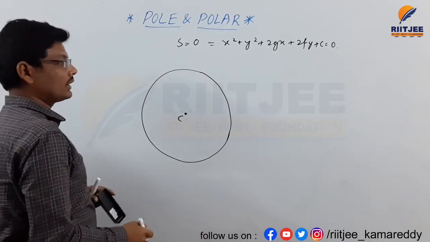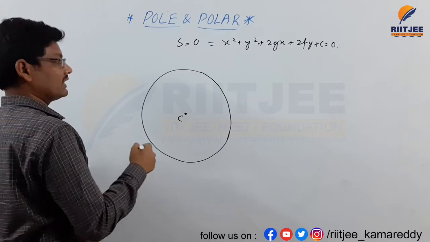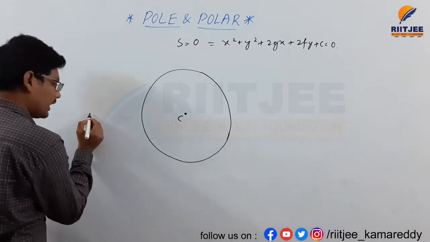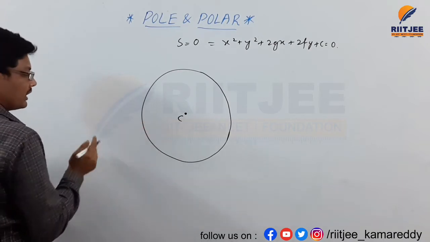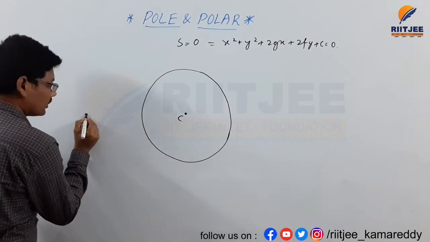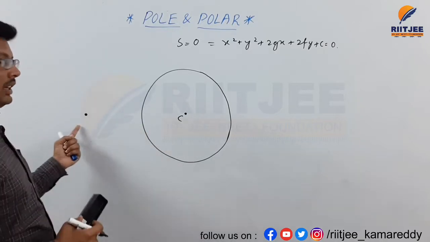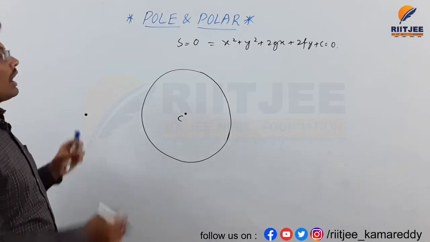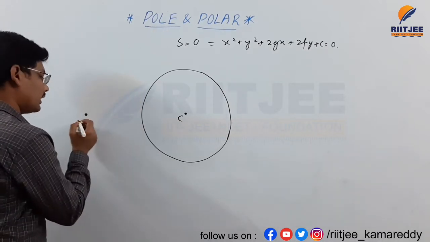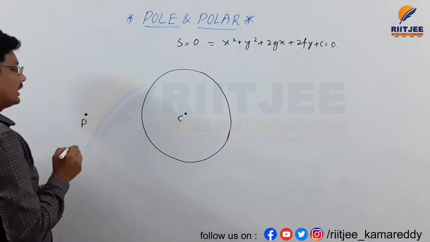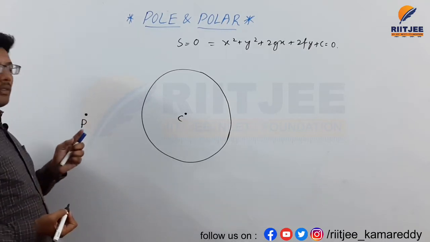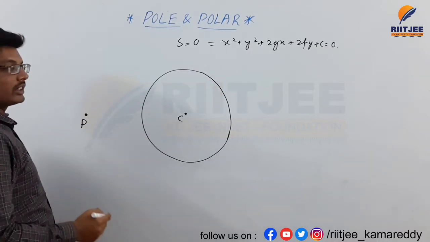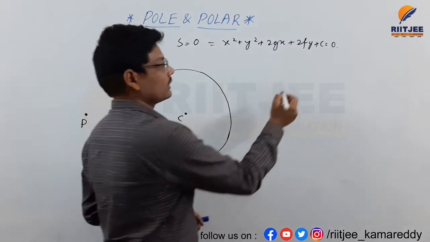And before the first step, I am taking a point here. This point is outside of the circle. I am assuming this point is the pole of the circle, that is P here. From this P, if we draw a secant line.